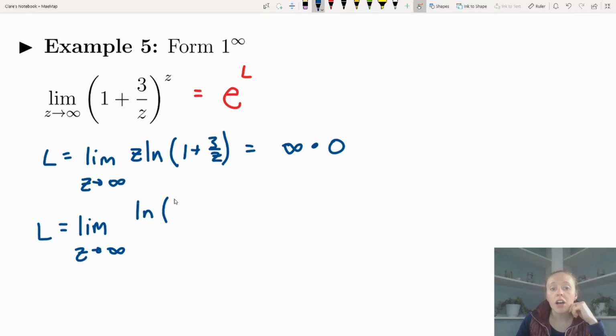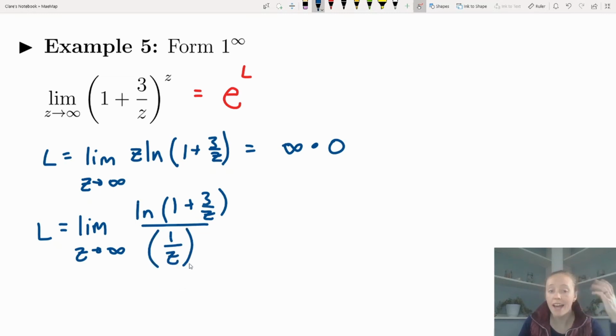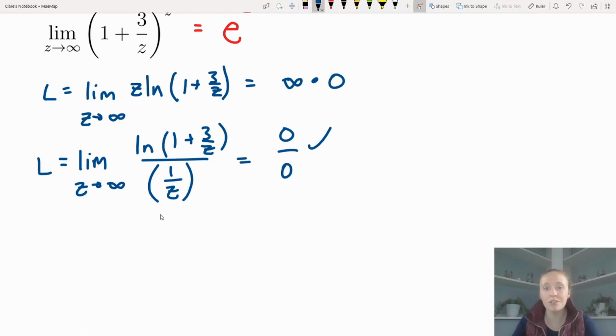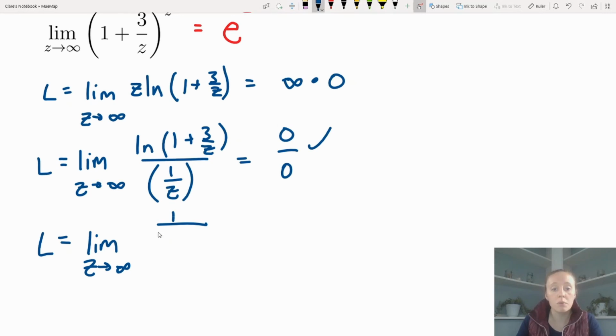So I'm going to have the ln of 1 plus 3 over z all over 1 over z. Again, I'm just moving that z all the way into the denominator as a fraction. And that's because that allows me to have 0 over 0. So now I can take the derivative of my numerator and write that over the derivative of my denominator. So L is going to be equivalent to the limit as z approaches infinity of the derivative of the ln of some function is 1 over that function. So we have 1 over 1 plus 3 over z. And then that's going to get multiplied by the derivative of that inside, remembering our chain rule.